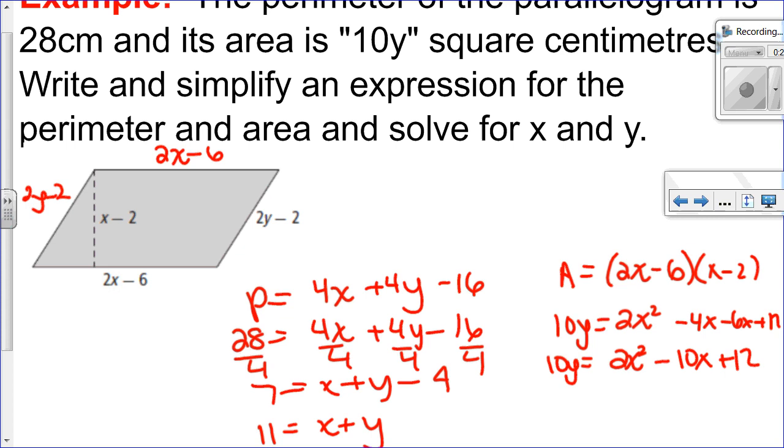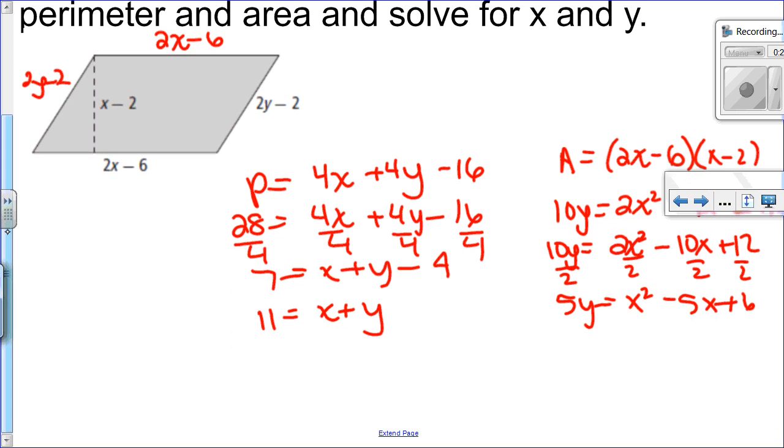Now let's make this even simpler by dividing everything by 2. So I have 5y equals x squared minus 5x plus 6. Okay, so I have my two equations and I can solve this in any way that I want. So I am going to use substitution. So I am going to isolate my y, and there's no right choice. It's just whatever you think looks easiest for your question.